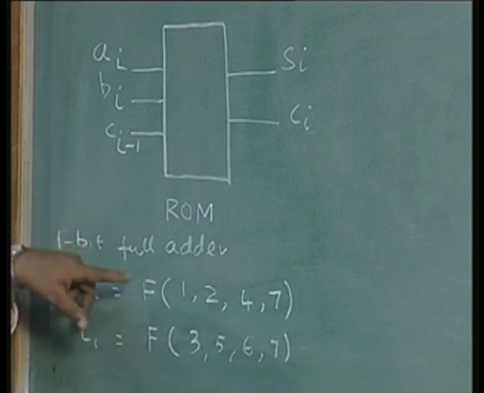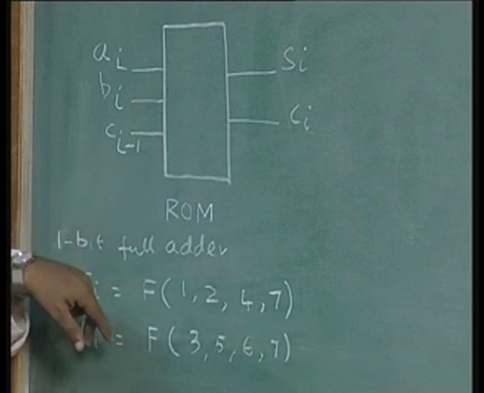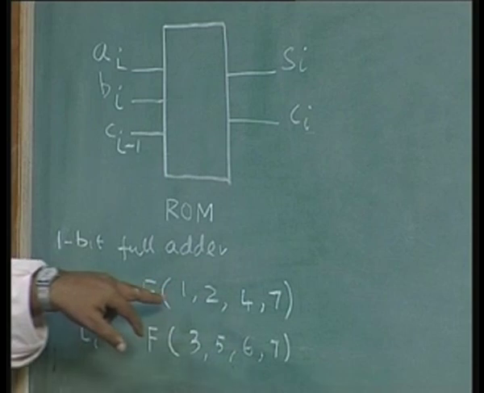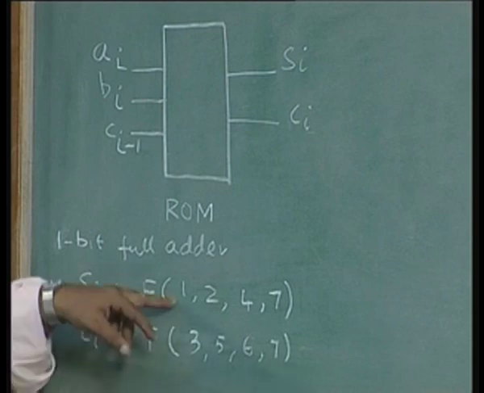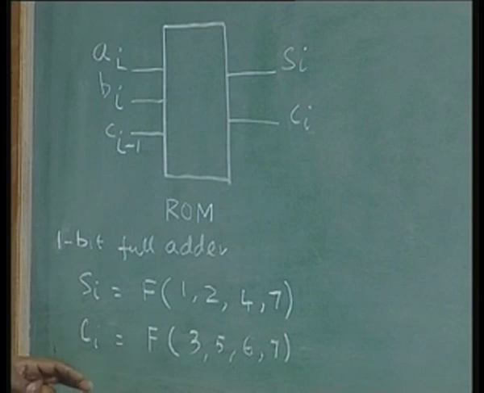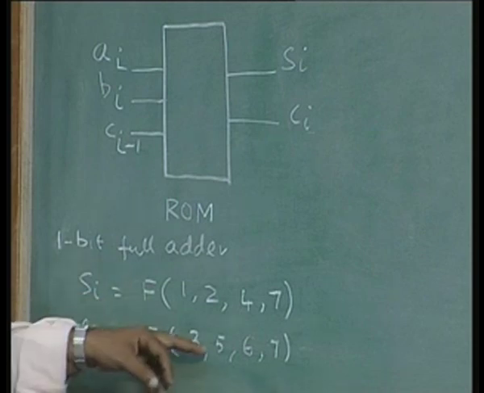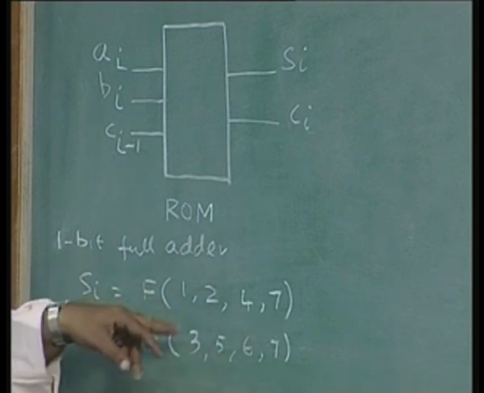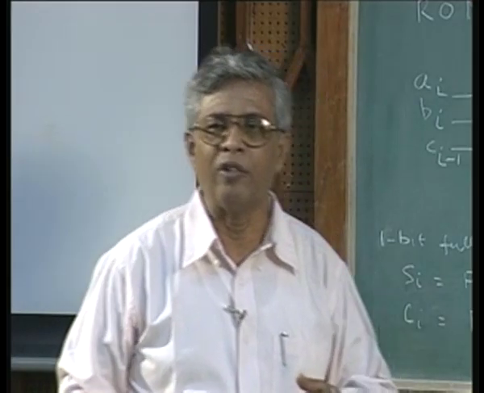Now, all I have to do is to take this device and program it such that whenever the input combination or minterms 1, 2, 4, 7 occurs, the output will be 1 for sum. Similarly, for the rest of the input combinations or minterms, the output will be 0 for sum. Likewise, whenever the minterm 3, 5, 6, 7 or the input combination 3, 5, 6, 7 occurs, we will have the carry as 1, for the rest of the input combinations the carry will be 0. So, that is why I am calling it a hardwired truth table, or the truth table in the hardware form.